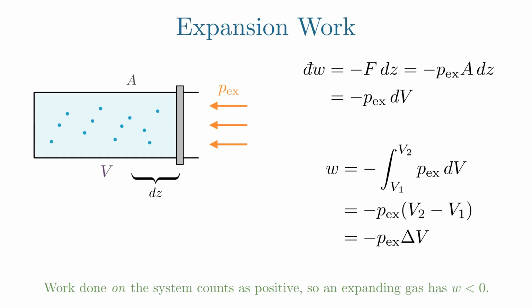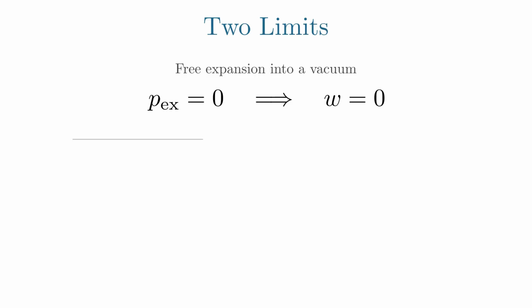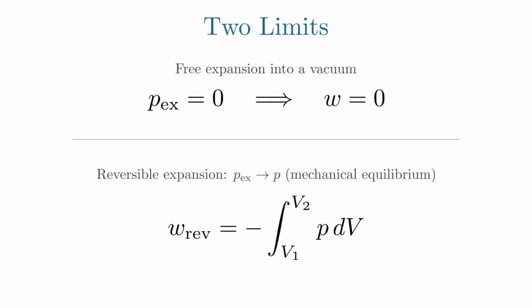During the expansion, the gas does work on the surroundings, so W is less than 0. If the external pressure is constant, then W is minus the integral from V1 to V2 of Px dV equals minus Px times (V2 minus V1) equals minus Px delta V, the change in volume. For free expansion into a vacuum, the external pressure is 0, and hence W equals 0.